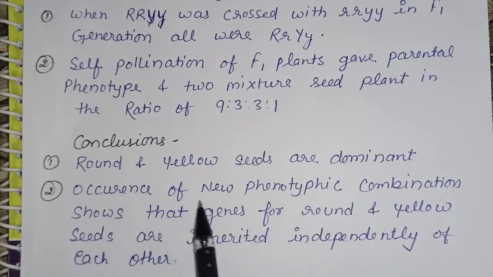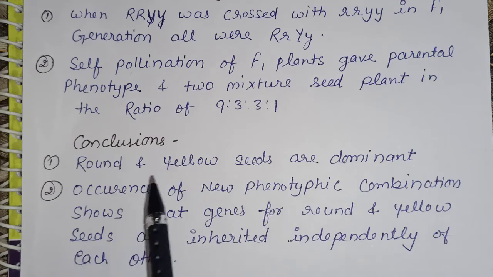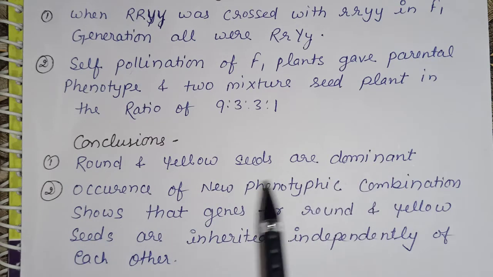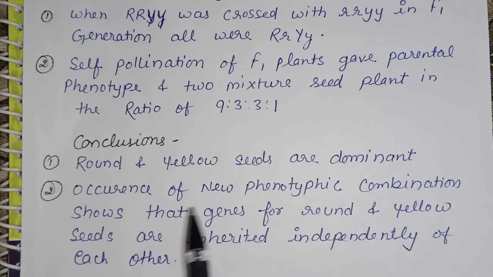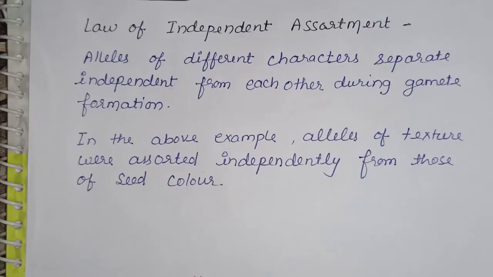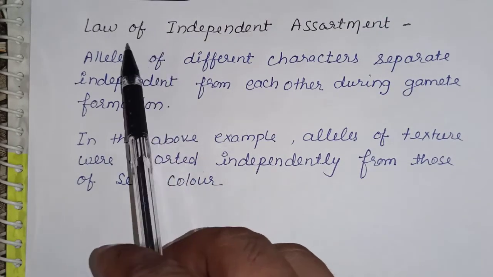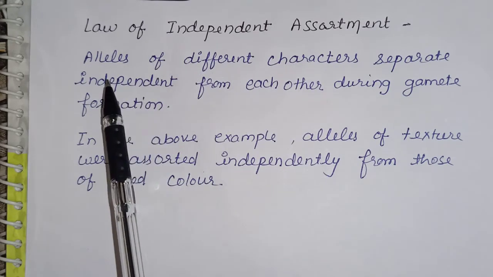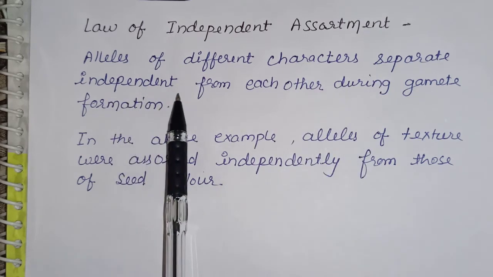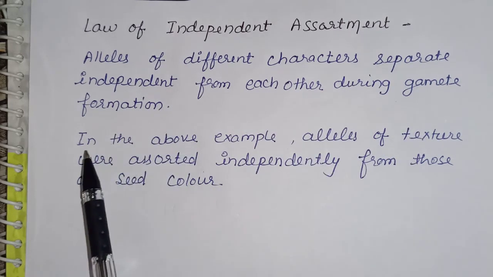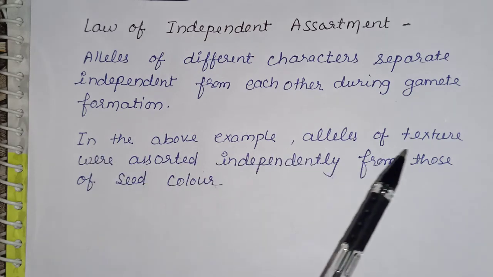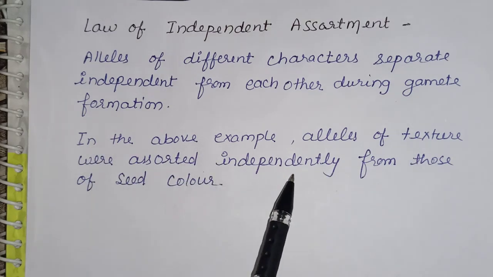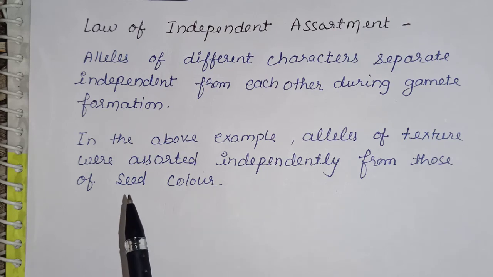First, round and yellow seed characters are dominant. Second, the occurrence of new phenotypic combinations shows that genes for round and yellow seeds are inherited independently of each other. The second law of Mendel's experiment is the law of independent assortment. The first point of the second law is that alleles of different characters separate independently from each other during gamete formation. In the above example, alleles of texture were assorted independently from those of the seed color.